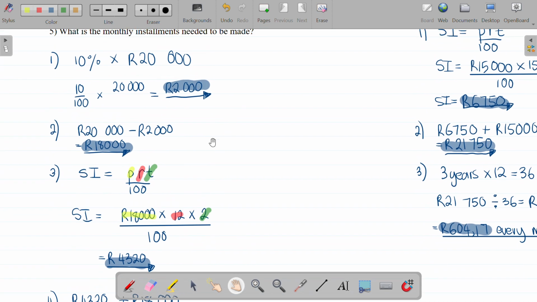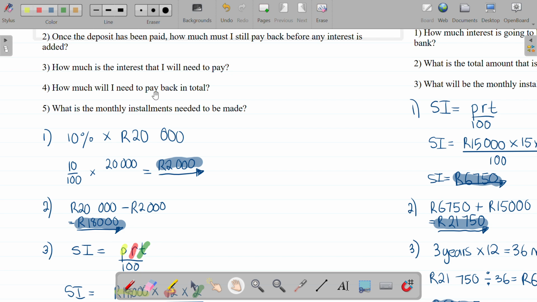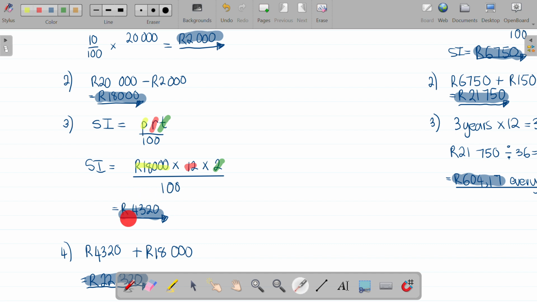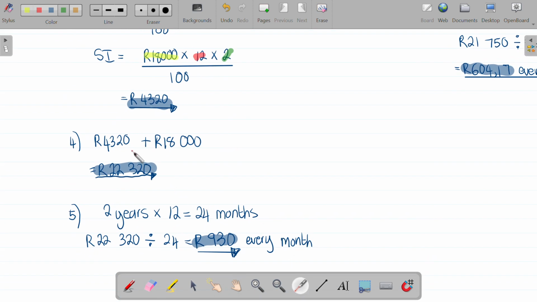Let's read question number 4. How much will I need to pay back in total? Guys, this answer was just the interest that the bank will charge me. But how much will I have to pay in full? You take that interest amount and add it to the amount that you are actually borrowing, because the bank is not just going to forget about that. You add it together and we get our total of 22,320.